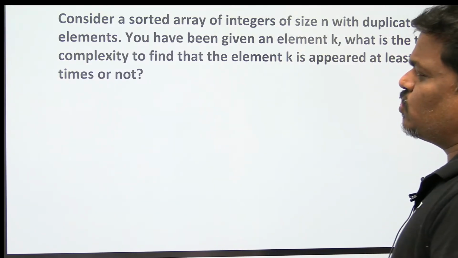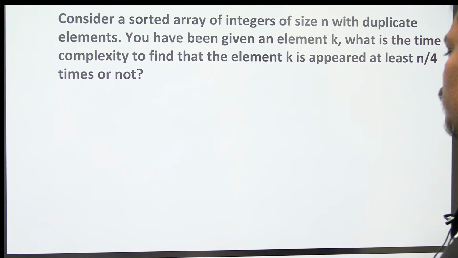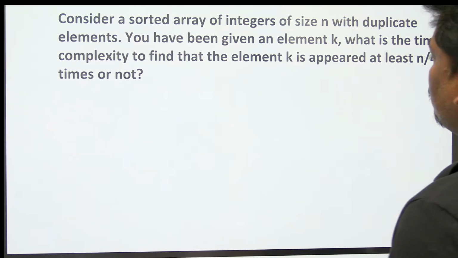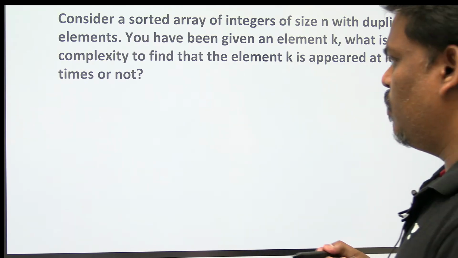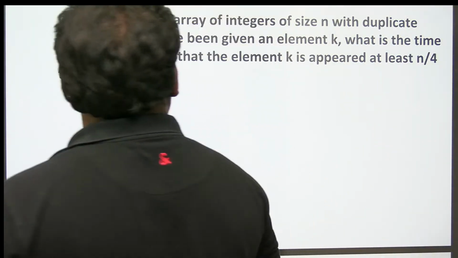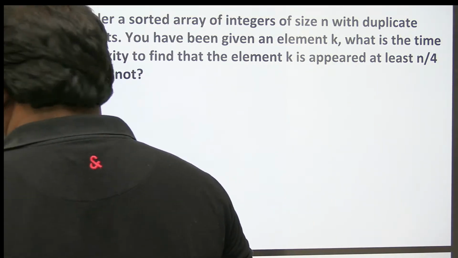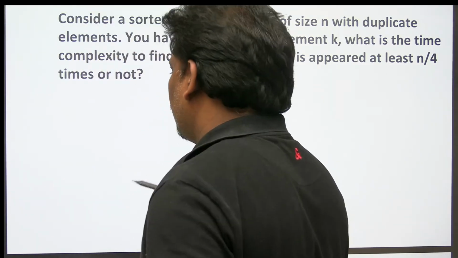In the given sorted array where duplicates are allowed, you have to make sure element k is repeated at least n by 4 times or not. How to identify whether a particular element is repeated at least n by 4 times or not? I will try once.